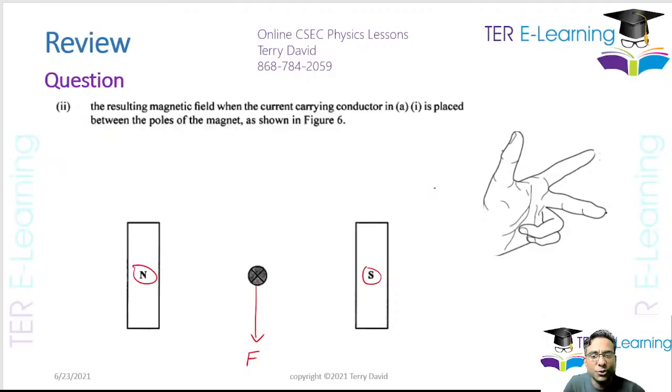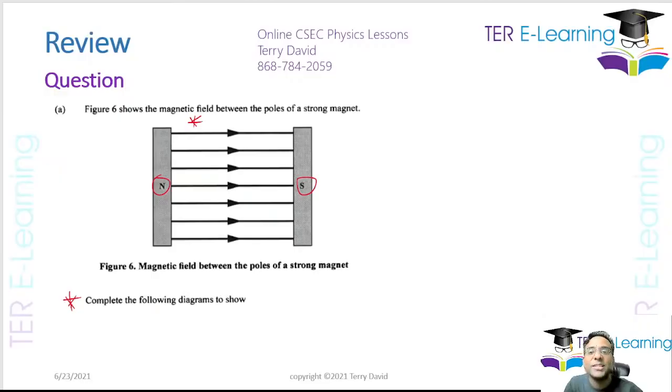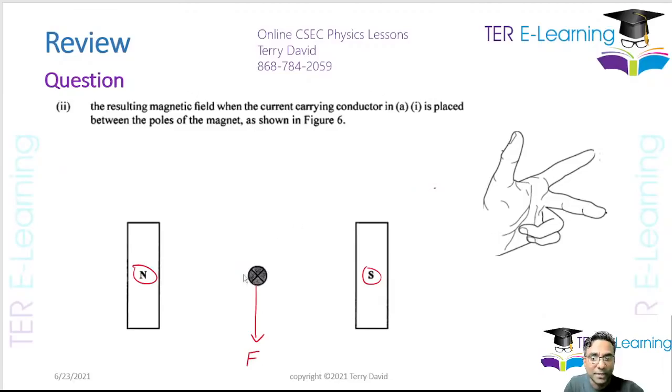Now, what we need to do is draw what's happening to the field in this diagram here. Essentially, the field produced by the wire and the field produced by the magnet interact. And what's going to happen? The wire is going to experience a force, right? So to draw this diagram, the combined field looks something like this.